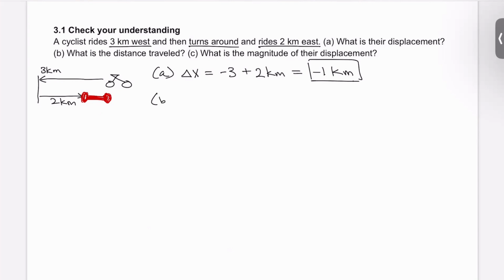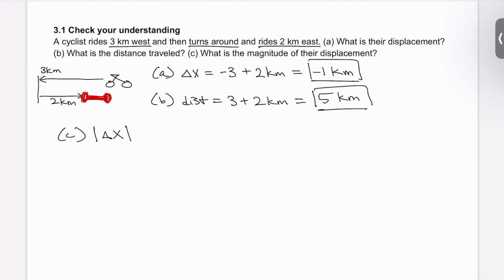Okay, for part B, what is the distance traveled? So remember, distance is not caring about the direction. We just want to know how far have you traveled. So distance is going to be 3 plus 2 kilometers, which gives us a total of 5 kilometers cycled. And then for part C, what is the magnitude of displacement? Again, magnitude is the absolute value of the displacement. So we take the absolute value of -1 kilometers and we get 1 kilometer.